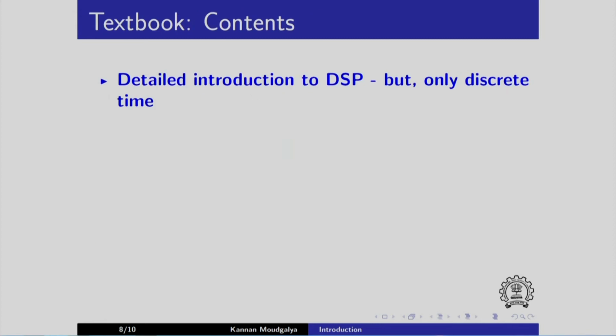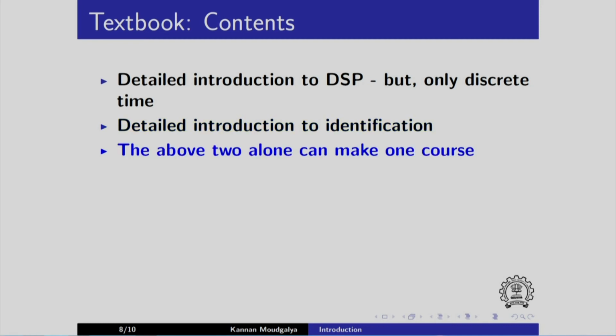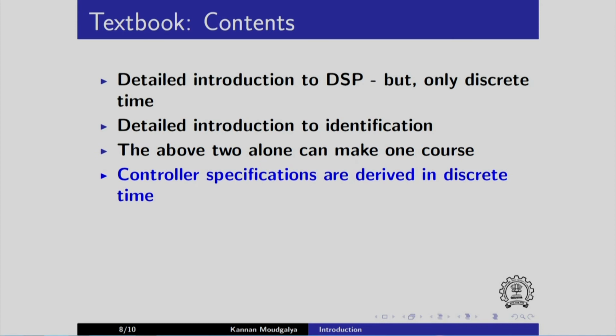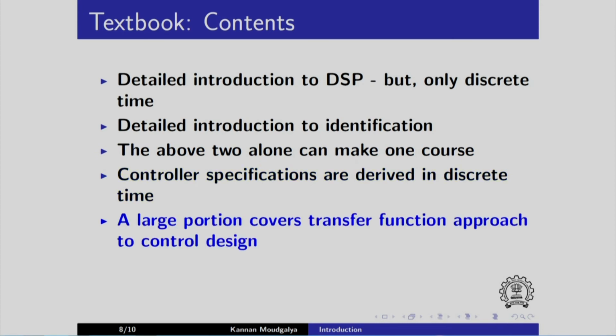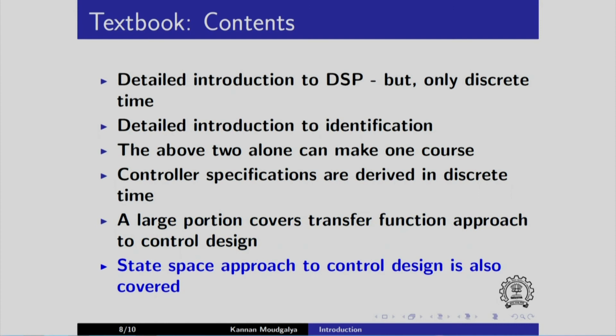The textbook has a detailed introduction to digital signal processing, but only in discrete time. It has a detailed introduction to identification. The above two alone can make a course. We derive controller specifications in discrete time. A large portion of the book covers transfer function approach to control system design. State space approach to control design is also covered in this book.